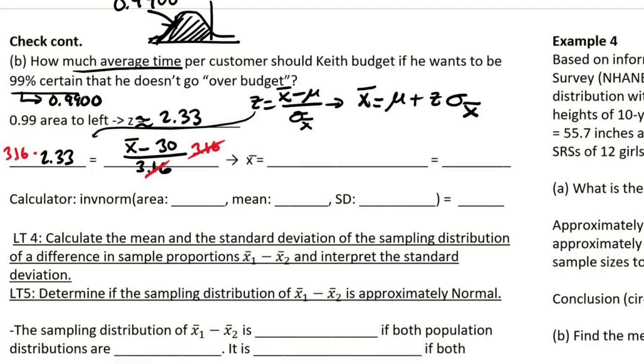And so we end up getting x bar is 30 plus, we're using this formula, basically by solving that, 30 plus 2.33 times 3.16. And we do that, we get about 37.4 minutes. There you go.